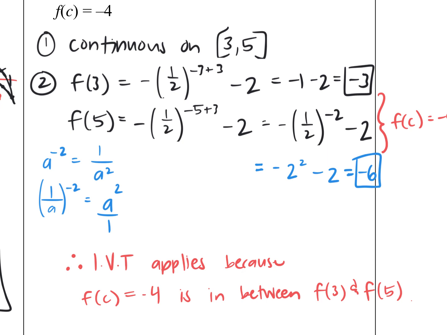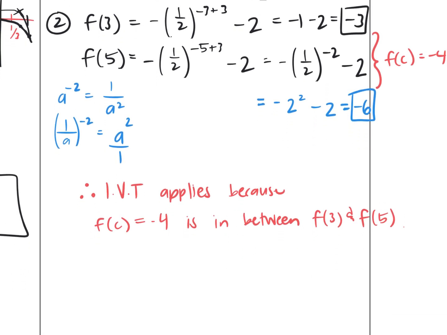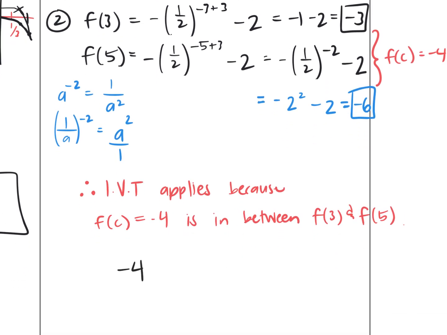Okay, so just like we did on the last one, if I'm solving to figure out when is my x value, I'm plugging in the y value, which is -4, right? And I'm trying to figure out at what x value it is equal to -4. So we're solving this equation: -4 is equal to -1/2 to the -x plus 3, minus 2. I want to figure out when my y output is going to be -4. What is my x value when that happens?